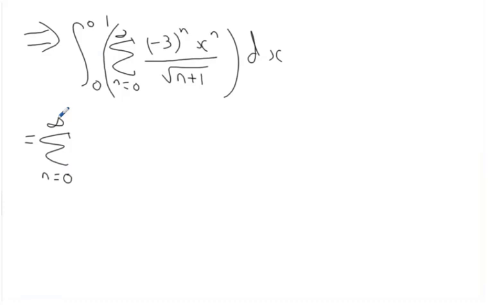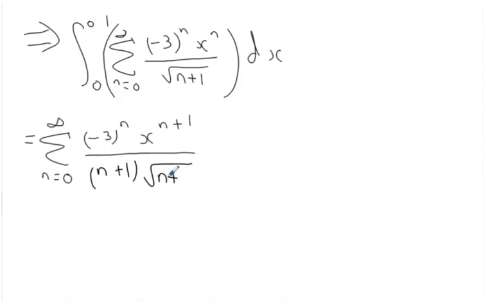So we're going to have (-3)^n. Remember, n isn't relevant, but we are now going to have to integrate the x term. So that is going to be x^(n+1) over n plus 1. So x^(n+1) over, we better have an n plus 1, and then we have a square root of n plus 1 already there. And remember, we're evaluating this at 0.1 and at 0. So just integrate as you would normally.